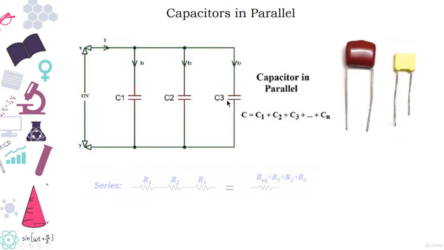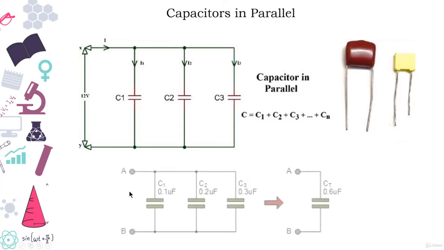As you can see here, we have three capacitors placed in parallel, and if you were to measure the total capacitance from this point to this point, you will measure a capacitance which is the sum of all the capacitances. So when capacitors are placed in parallel with one another, the total capacitance is simply the sum of all capacitances. And this is analogous to the way resistors add when they are placed in series.